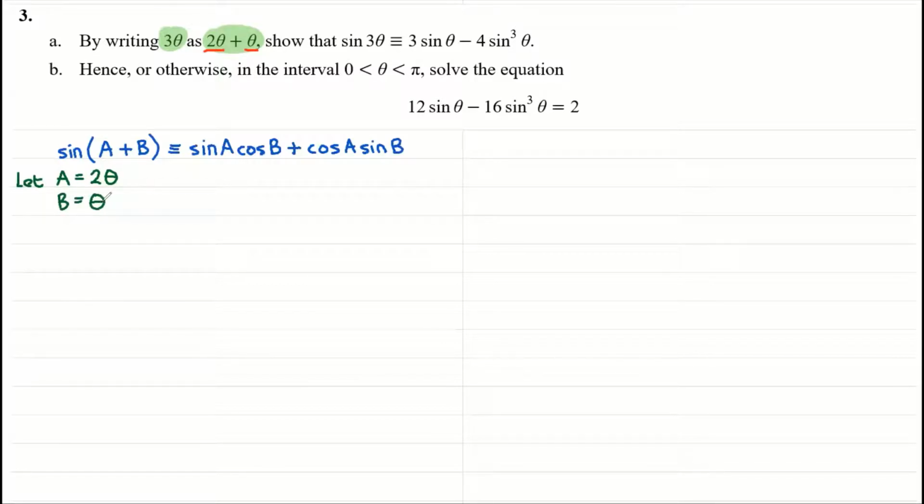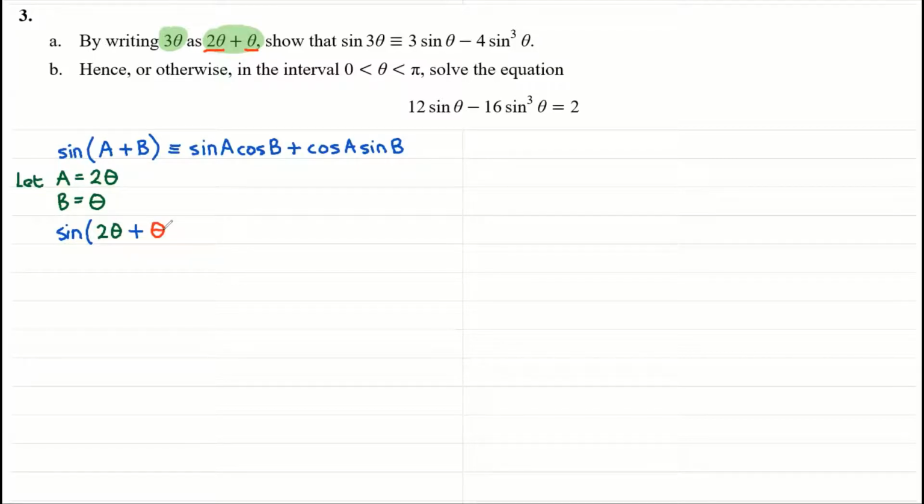And let's substitute in across the whole identity. So if I do that, we're going to have sine of, open a bracket, so that's going to be A, no it's not, we're substituting in, apologies. So it's going to be 2 theta plus theta. So I'm going to use different colors here to show the substitution.